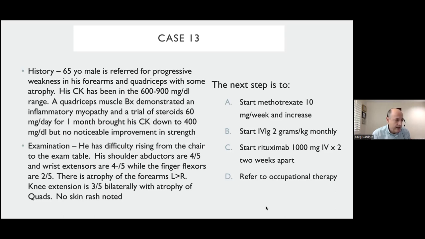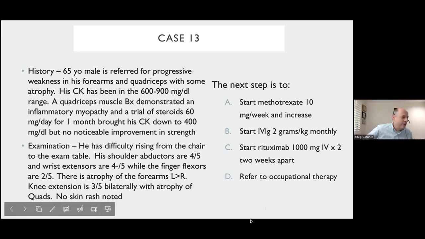And the survey says the harder questions are always associated with slower answers. The other thing about this test, I write tests for the mix-up, and I put in 3 treatments and one sort of non-therapy. So the actual answer is D, refer to occupational therapy.